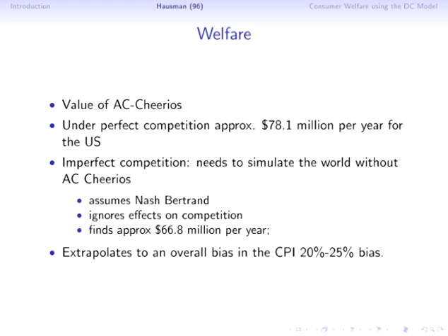So basically what Jerry found is that under perfect competition, he approximated that Apple Cinnamon Cheerios added almost 80 million per year in the US in terms of consumer surplus. Once you have imperfect competition, you need to try to simulate the world without Apple Cinnamon Cheerios. So he assumed a Nash-Bertrand model, which is common in a lot of what we do. The first number ignores the effect of competition because he didn't really compute the new equilibrium. You can think of it as a first order approximation.